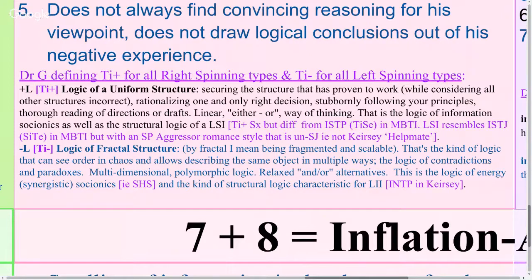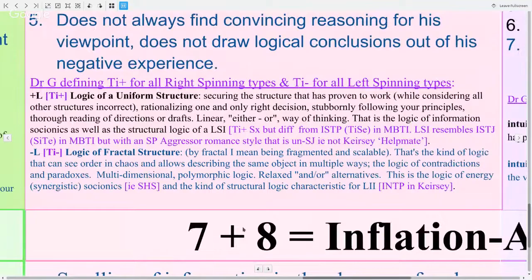By fractal, I mean being fragmented and scalable. That's the kind of logic that can see order in chaos and allows describing the same object in multiple ways. The logic of contradictions and paradoxes, multidimensional, polymorphic logic, relaxed and or alternatives. This is the logic of energy synergistic socionics, i.e. Victor School of Humanitarian Socionica, and the kind of structural logic characteristic of LII. That's Victor's type pattern, my type pattern. There we go.